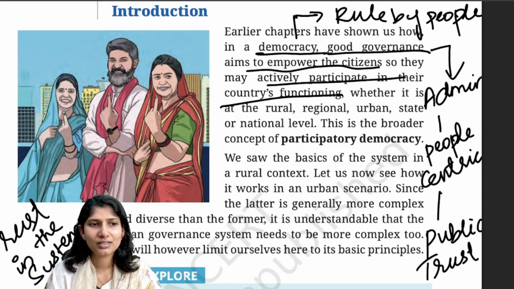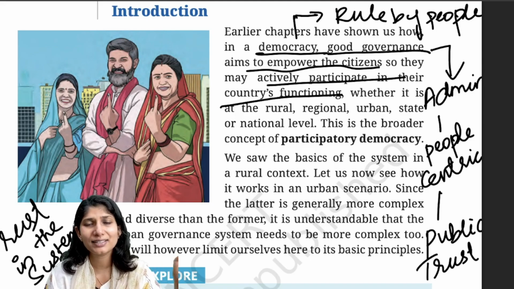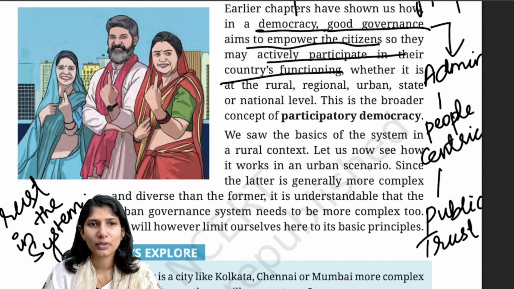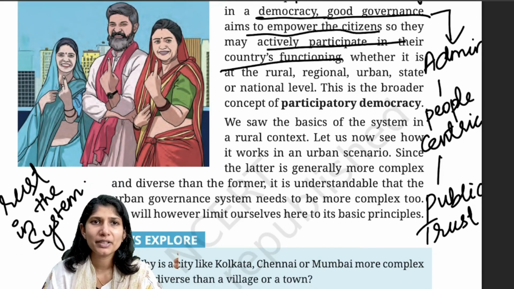Trust in the system becomes very important for them to see whether this has any impact for us. So all this combined is what will give a good administration in your rural or urban areas. So participative democracy, meaning people participating in the democratic processes, is dependent on their trust.